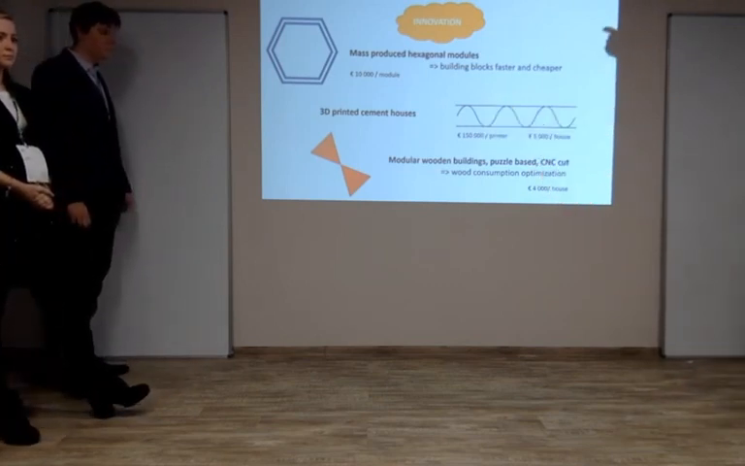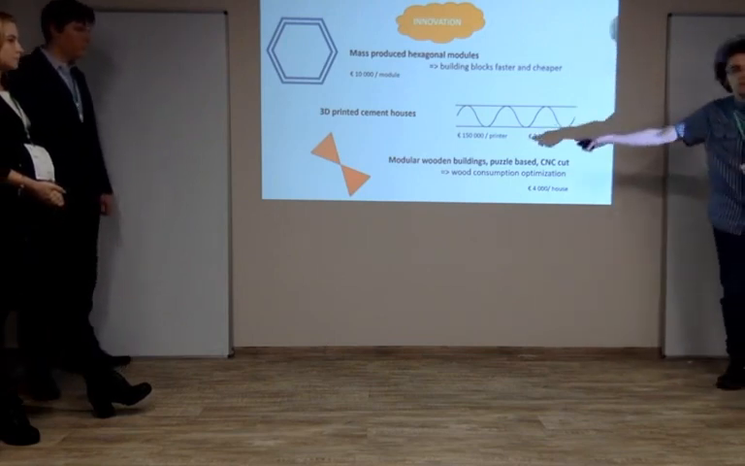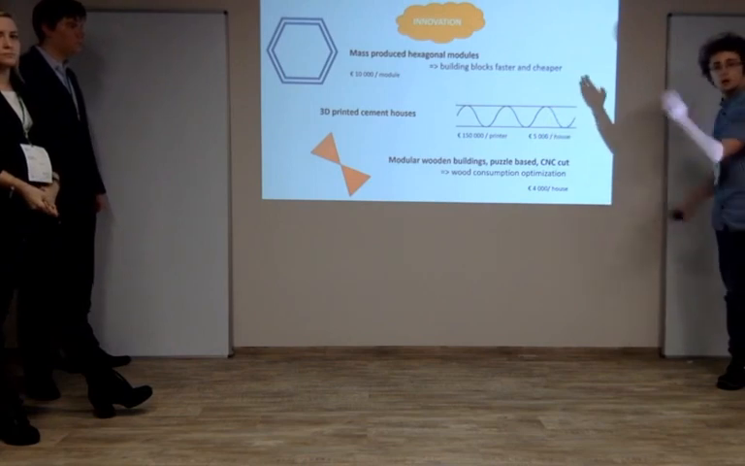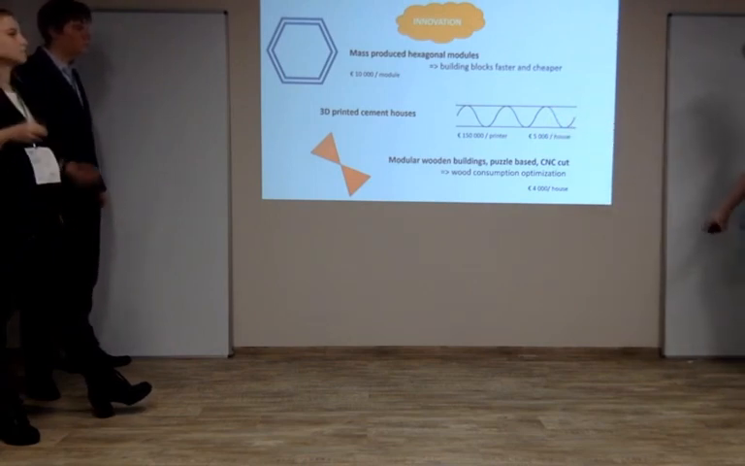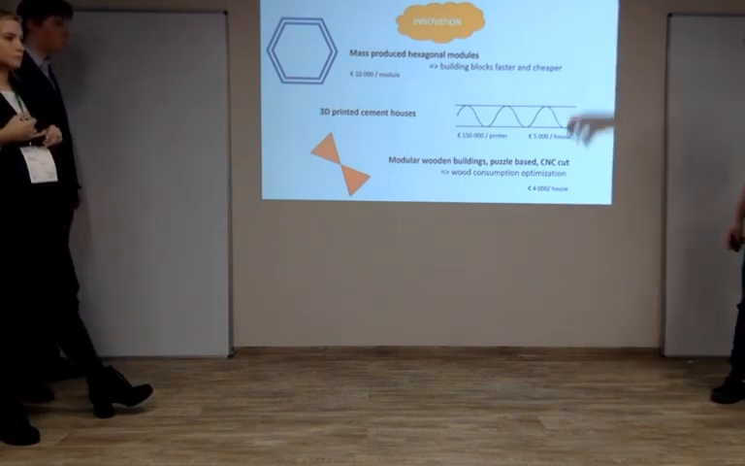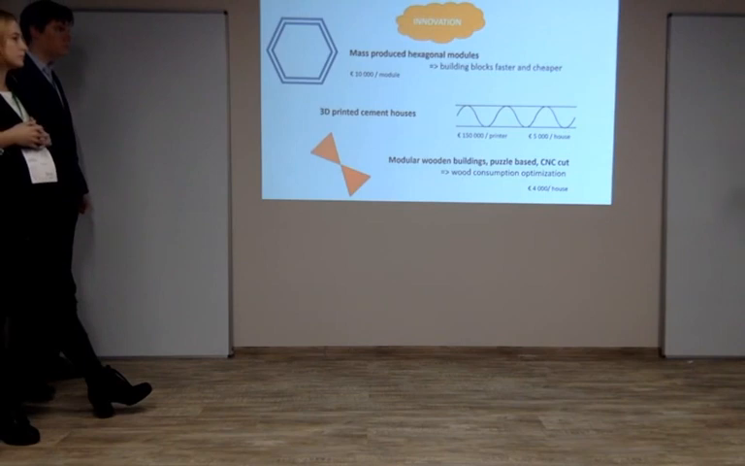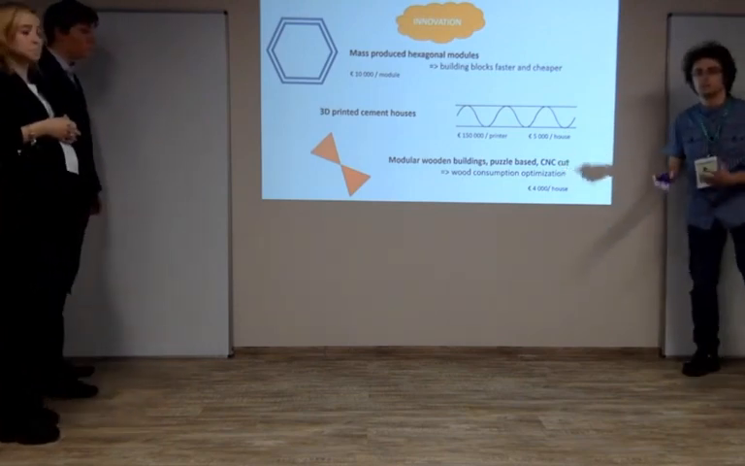Also, we will use 3D printed cement houses. We can use robotic arms, which cost 150,000 euros per arm, and the cost of building a new house is 5,000 euros per house. We use only cement, it's just like a paste. And also modular wooden buildings, puzzle-based and CNC cut, which could be assembled by people.